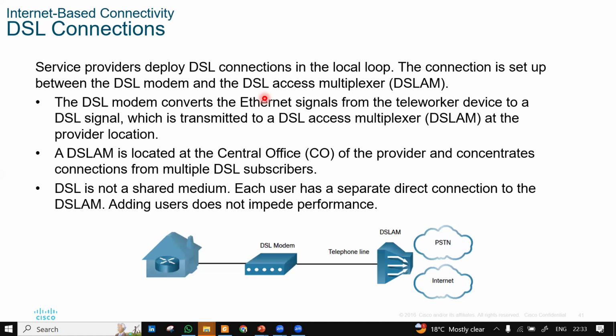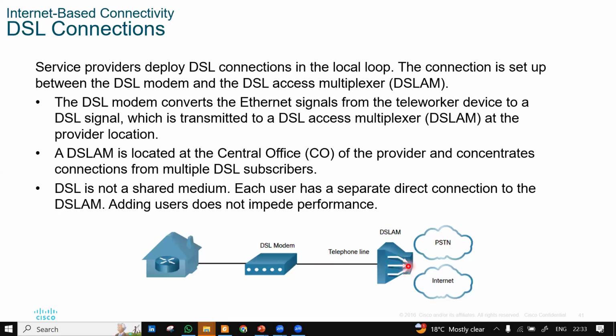DSL is not a shared medium, okay? Dedicated. Each user has a separate direct connection to the multiplexer. So the connections, basically you have, this is a customer. Customer connects to the DSL modem, which converts the Ethernet signal to a DSL signal. It's an analog signal, I think. DSL is probably digital over the telephone lines.